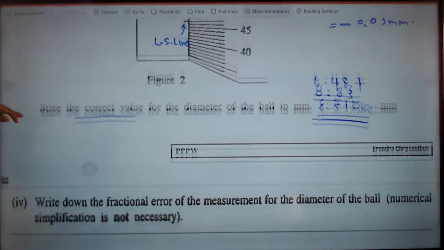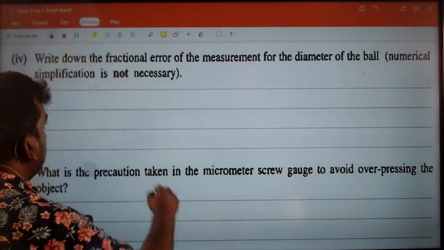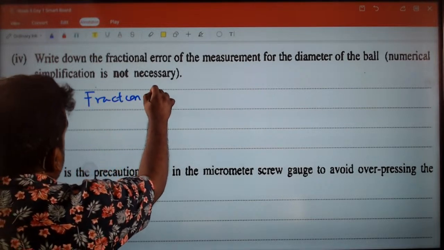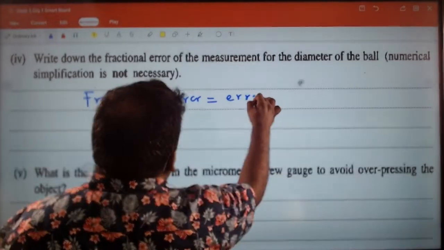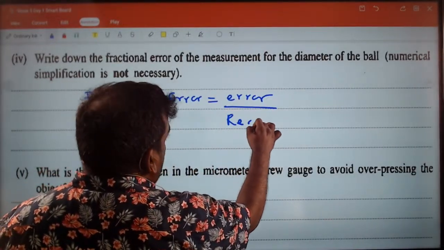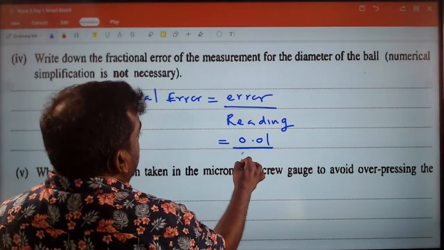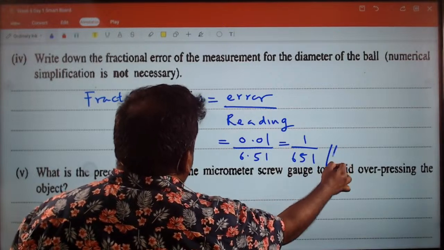6.51. Write down the fractional error in the measurement. So fractional error is, don't forget, error divided by the reading. Now reading means the correct reading. Error is the least count 0.01, reading 6.51. 1 divided by 651. There you go.